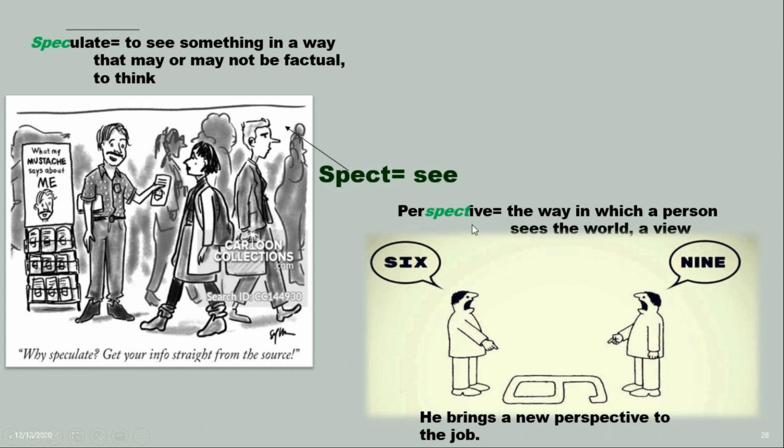Next, look at the word perspective. The way in which a person sees the world or a view. See here example. He brings a new perspective to the job. Let us again learn these two words' meanings. Speculate, to see something in a way that may or may not be factual, to think. Perspective, the way in which a person sees the world or a view.